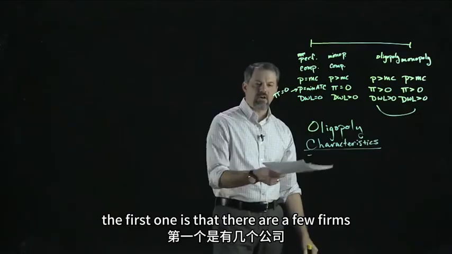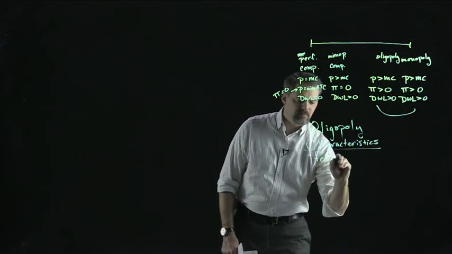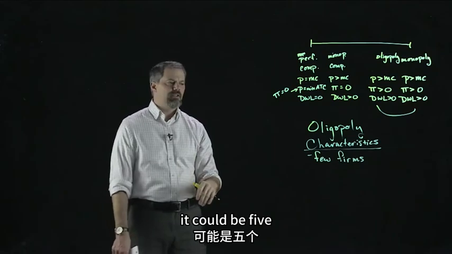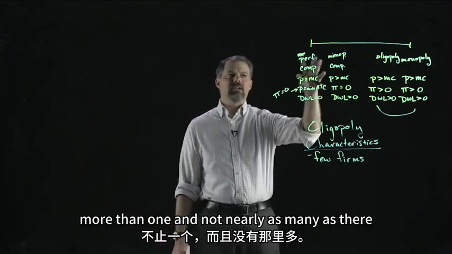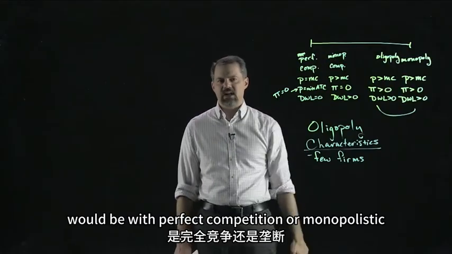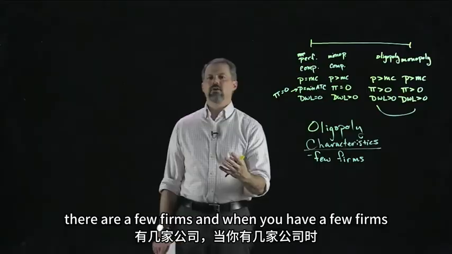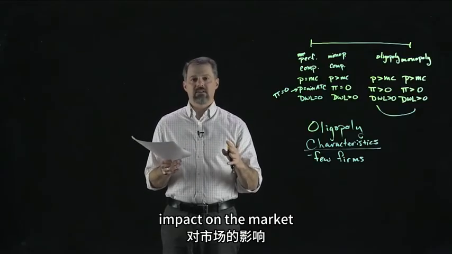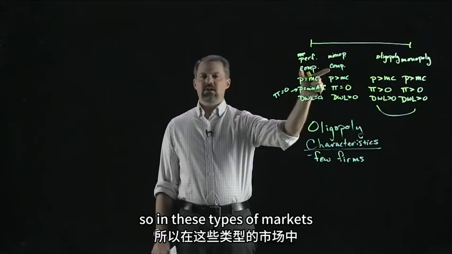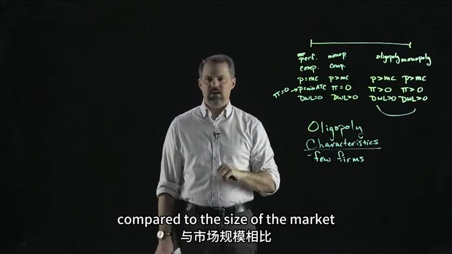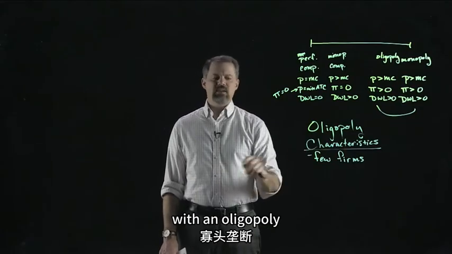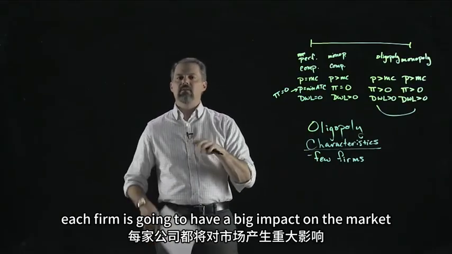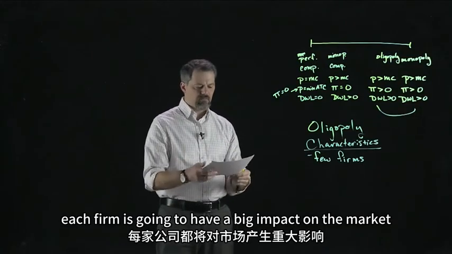The first one is that there are a few firms. We're not going to define what we mean by few. It could be 2, it could be 5, more than one, and not nearly as many as there would be with perfect competition or monopolistic competition. When you have a few firms, each firm's going to have a relatively big impact on the market. In those other types of markets, we would describe the firms as being small compared to the size of the market. With an oligopoly, we would describe the firms as being big compared to the size of the market. Each firm is going to have a big impact on the market.